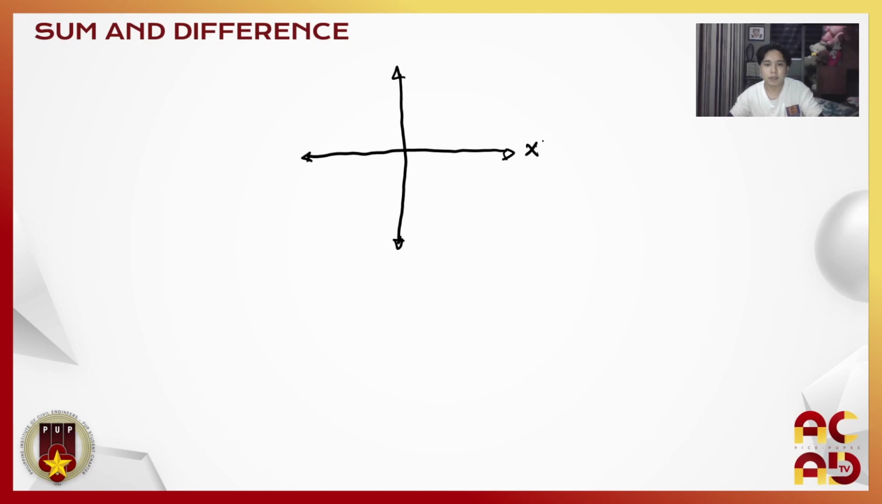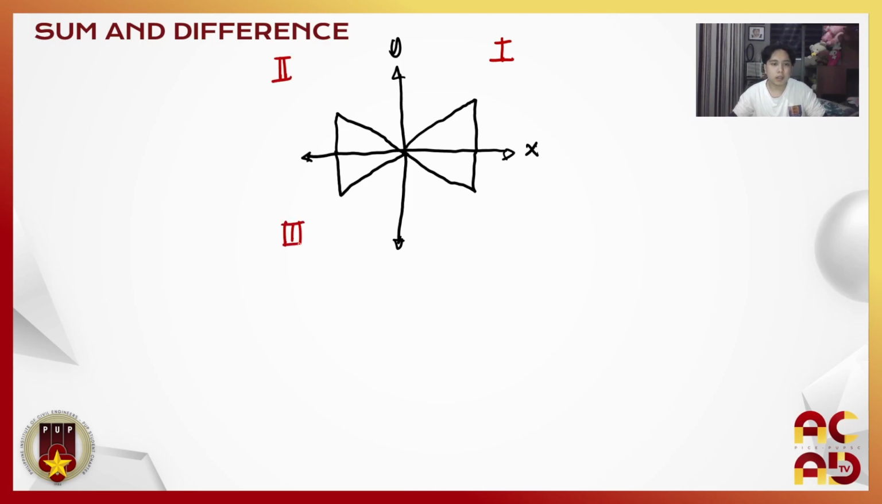Yan. Here, we have x and y. Then let's draw 4 right triangles. Yan. And then, take note natin that this is quadrant 1, quadrant 2, quadrant 3, and then quadrant 4. And in quadrant 1, all trigonometric functions are positive.